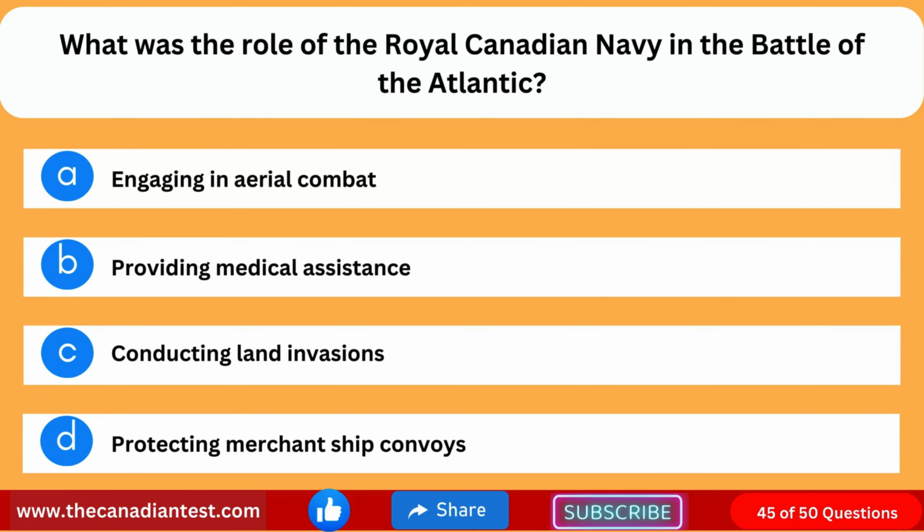What was the role of the Royal Canadian Navy in the Battle of the Atlantic? Option A, engaging in aerial combat. Option B, providing medical assistance. Option C, conducting land invasions. Option D, protecting merchant ship convoys.